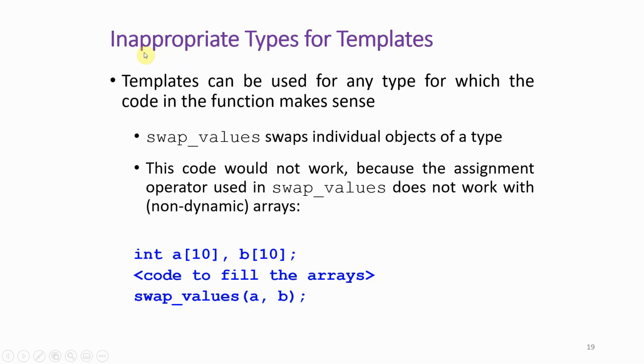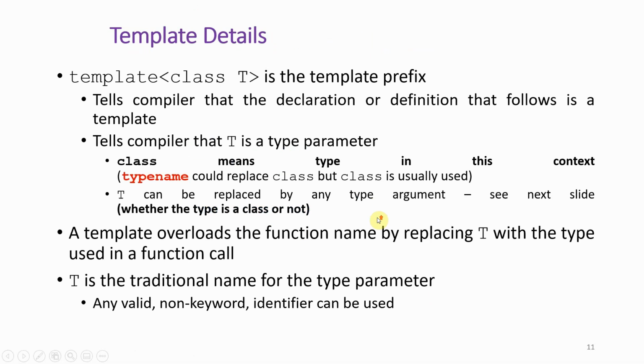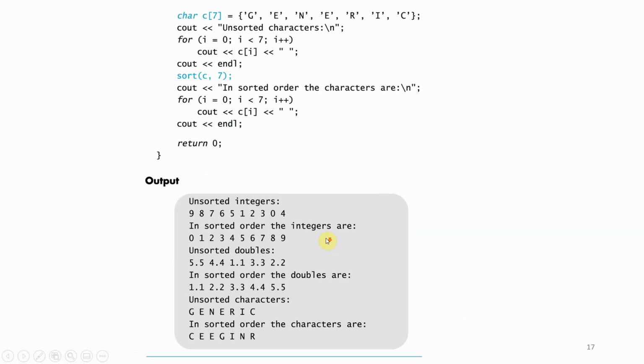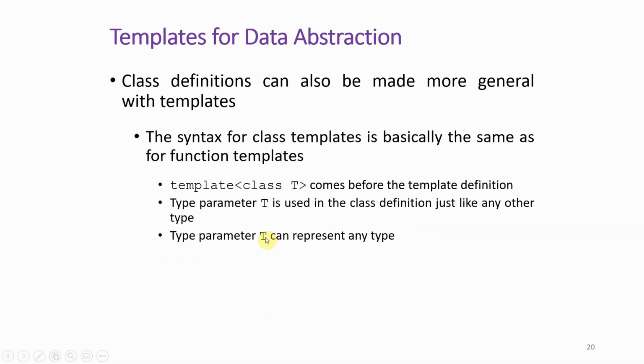So you just have to make sure that you are aware of what's happening inside your function and all the operations that are done. Here, for example, the assignment operator: does it work on the data type that we want to pass to the function? It doesn't work for static arrays. If they were dynamic, because it would be a pointer variable, it can be changed. But here, it wouldn't work.